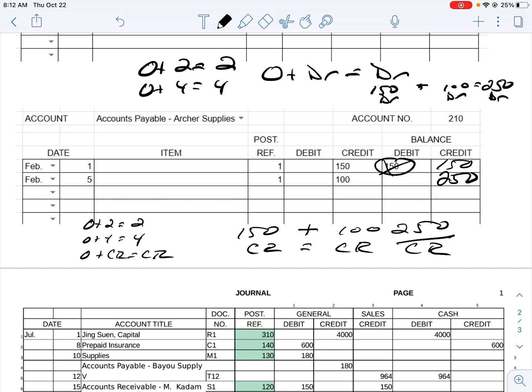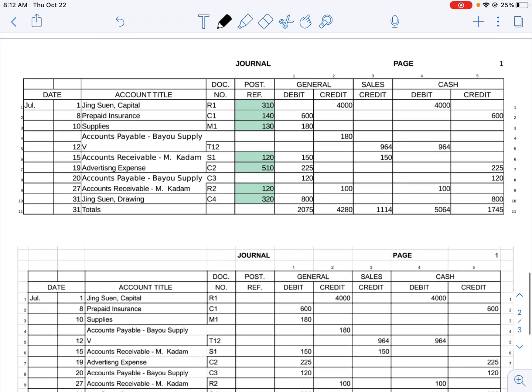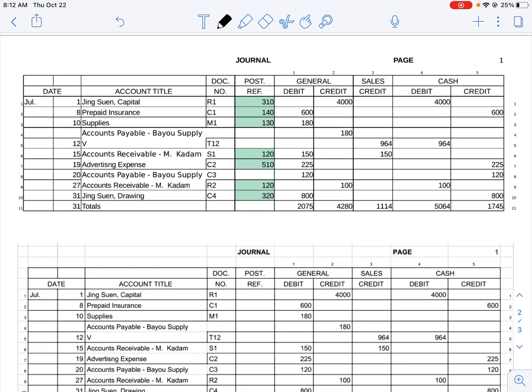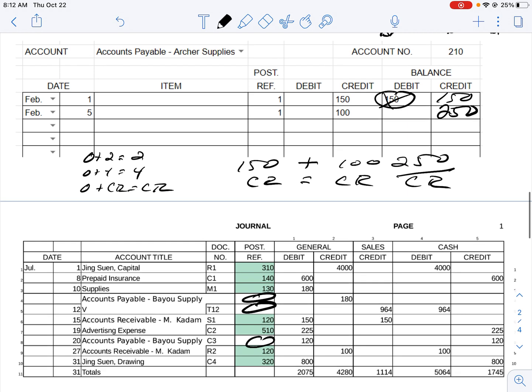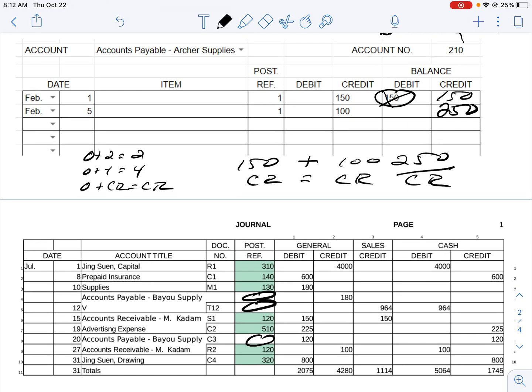So there's that. As we move towards the end here, first of all, if we're just looking at this journal page and nothing else, we'll find out that this person did not complete the process. They need to put those in here. If you notice, where do those numbers come from? Well, here's my accounts payable Bayou Supply. I'm going to go put that right there, okay?